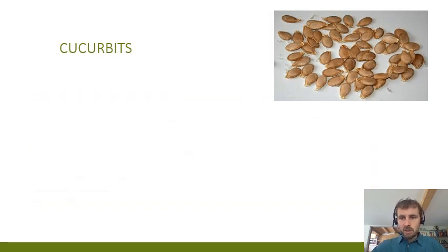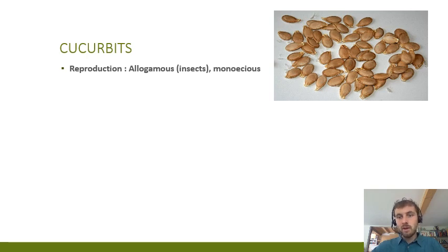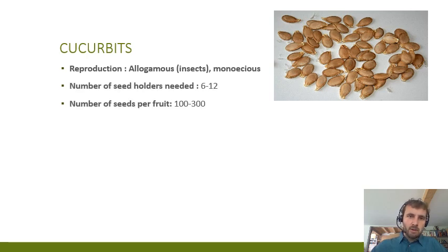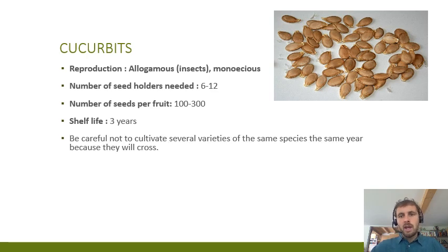Then we have the Cucurbitaceae, the squash family. They are cross-pollinating and monoecious. You should have 6 to 12 seed carriers. You will have 100 to 300 seeds per fruit, a shelf life of 3 years. And what you should really be careful with cucurbits is you have a lot of different cucurbits, different squashes, pumpkins, and things like that, cucumbers.